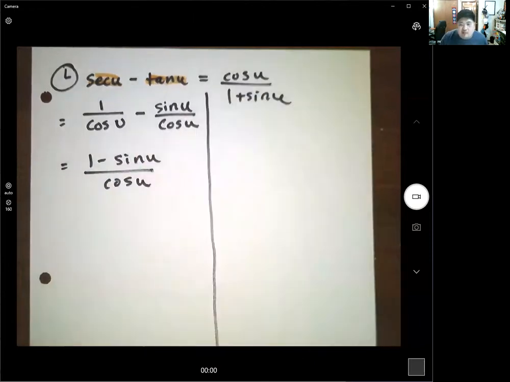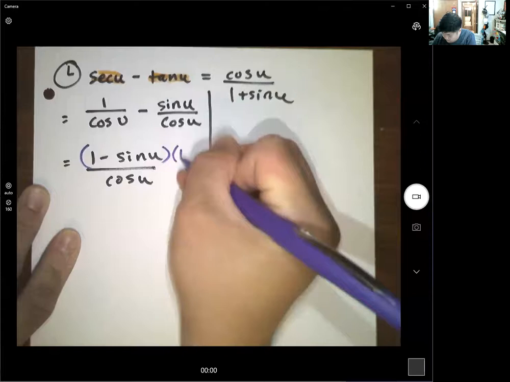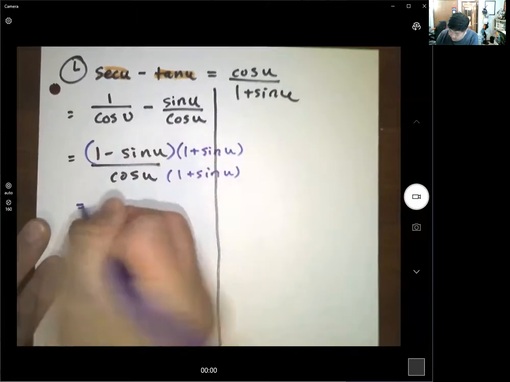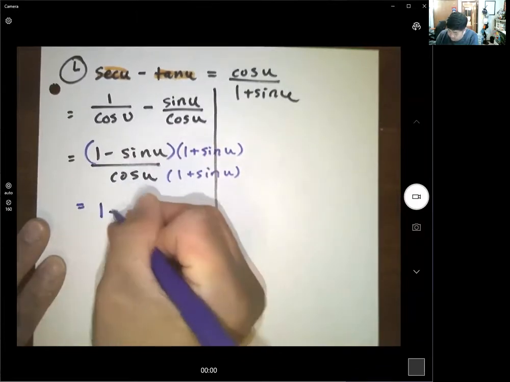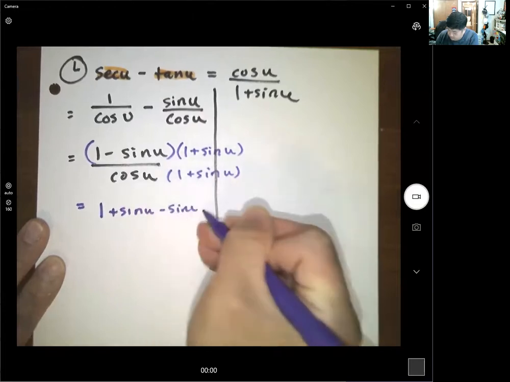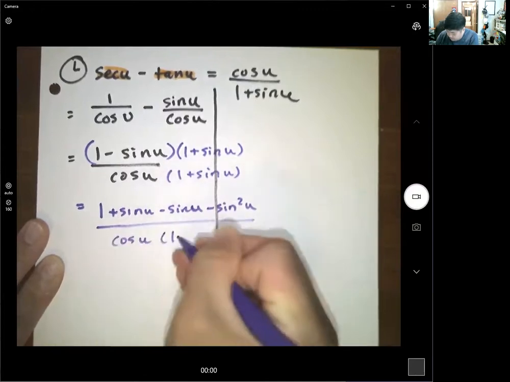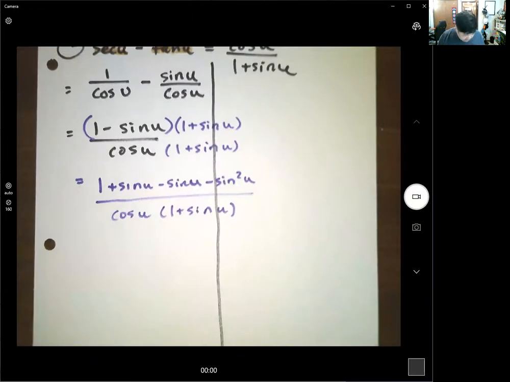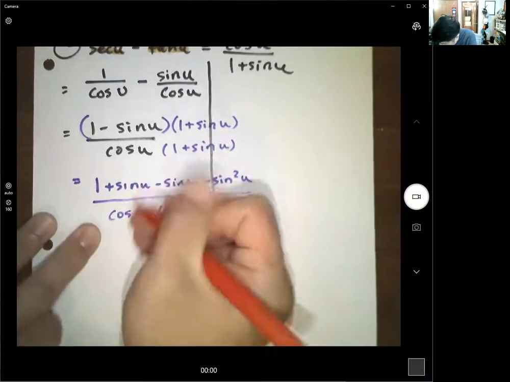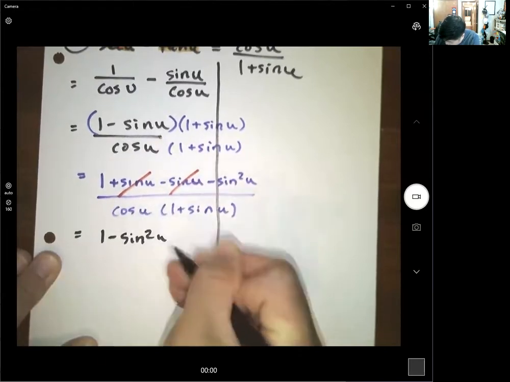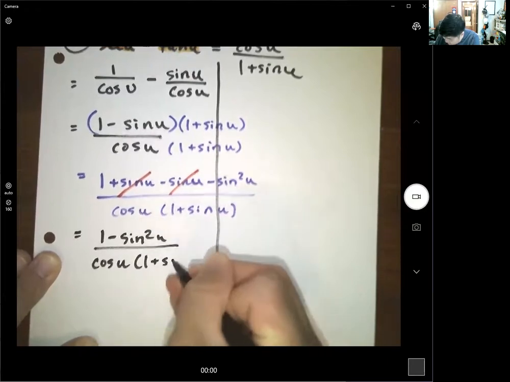But this is not what I wanted, right? This time, I'm going to multiply by the conjugate, but I'm going to do that in the numerator. So 1 plus sine of u, and then 1 plus sine of u. So I have in the numerator 1 plus sine of u minus sine of u minus sine squared u, all over cosine of u times 1 plus sine of u. But the sine of u zero out in the numerator. So I'm left with 1 minus sine squared of u all over cosine of u times 1 plus sine of u.